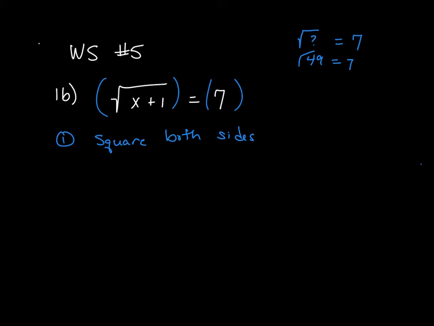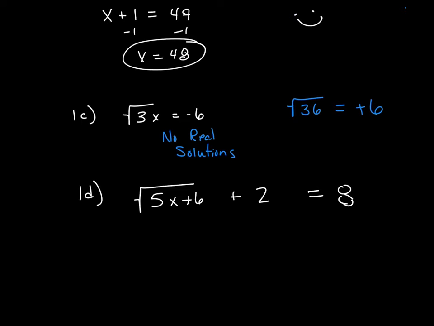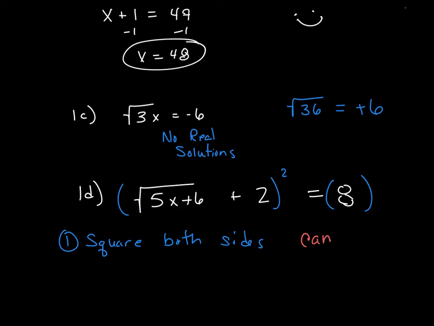We remove that square root, and now I'm left with x plus 1 is equal to 49. Subtract 1 from each side, and I get x is equal to 48. But the first step with this is always to square both sides. And it has to be the entire side of the equation. You cannot square the terms.